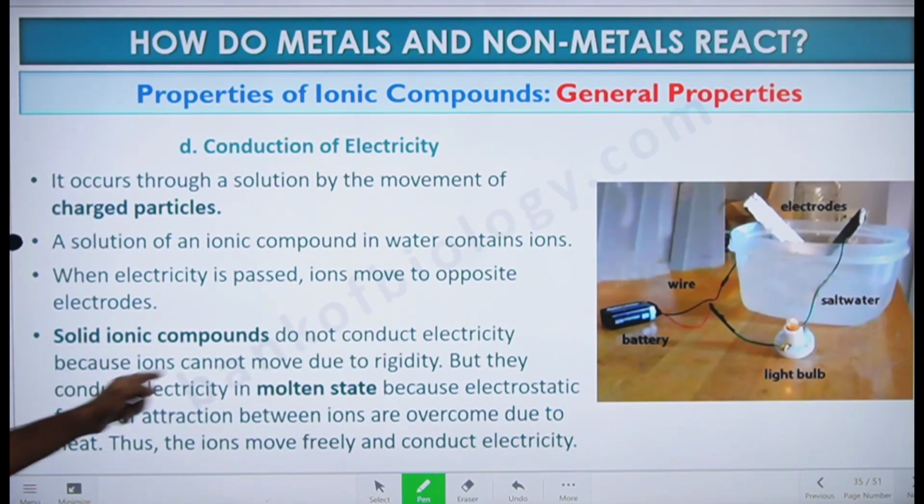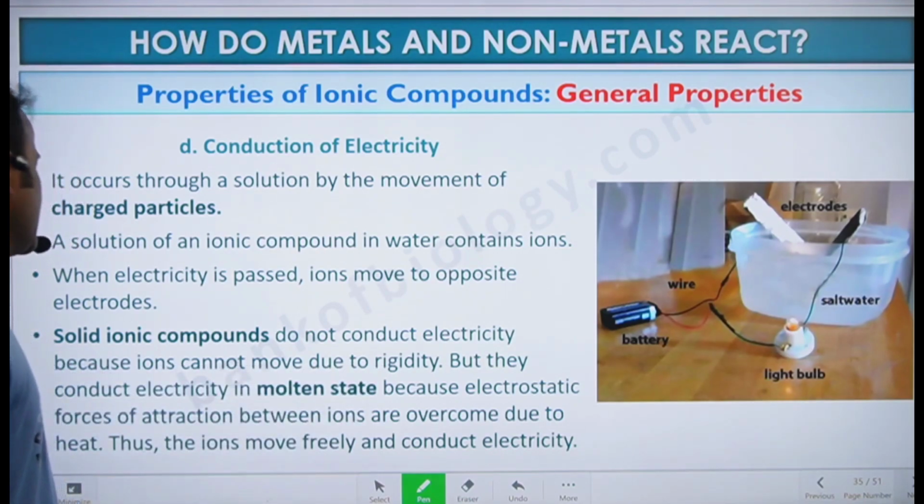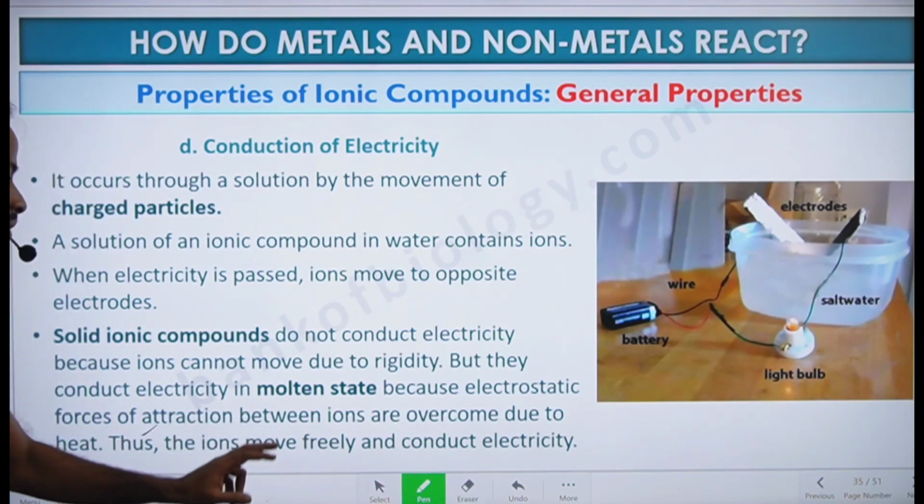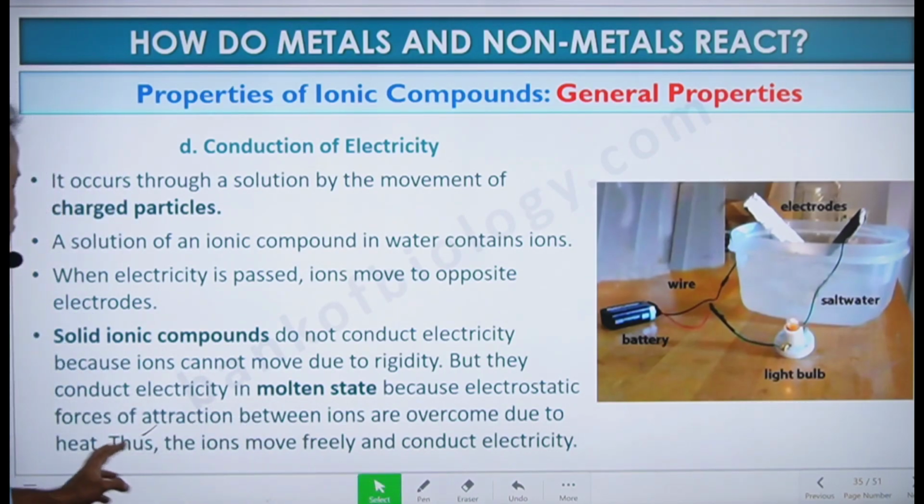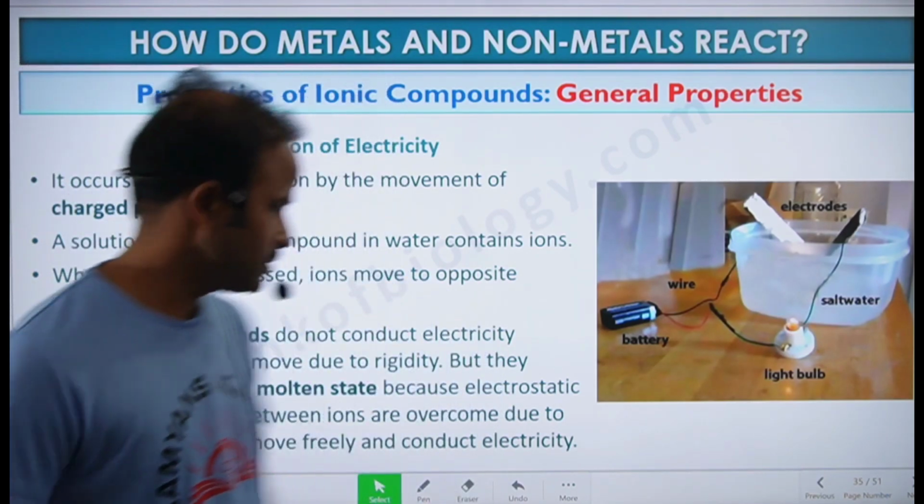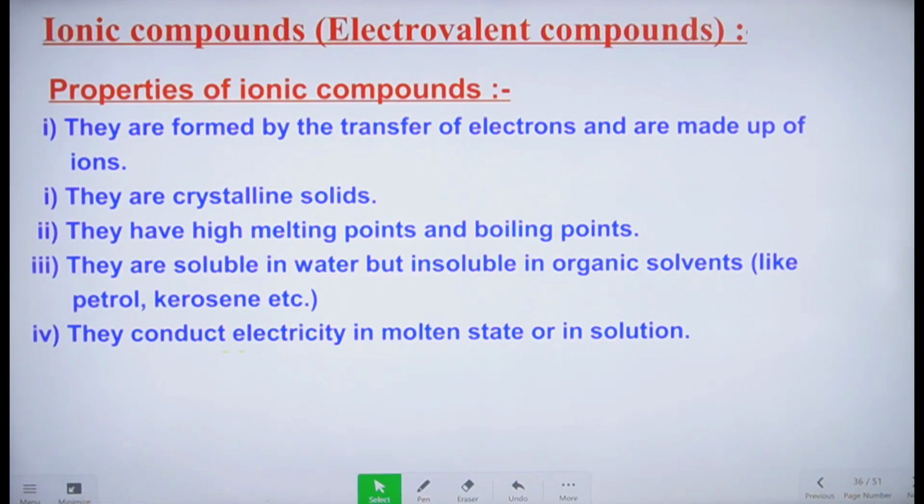Ions cannot move in the solid due to its rigidity, but they conduct electricity in the molten state because the electrostatic force of attraction between the ions is overcome by heat. Thus the ions move freely and conduct electricity. Okay, so move on to the next one.